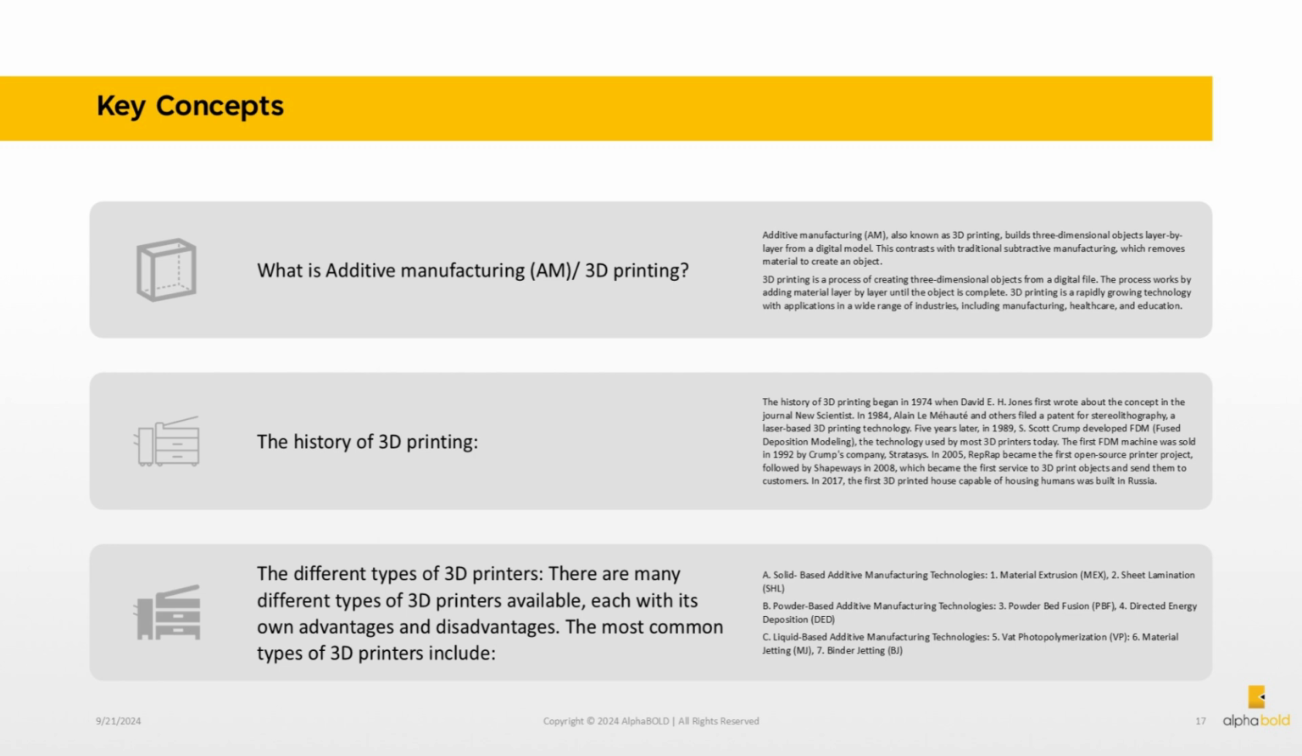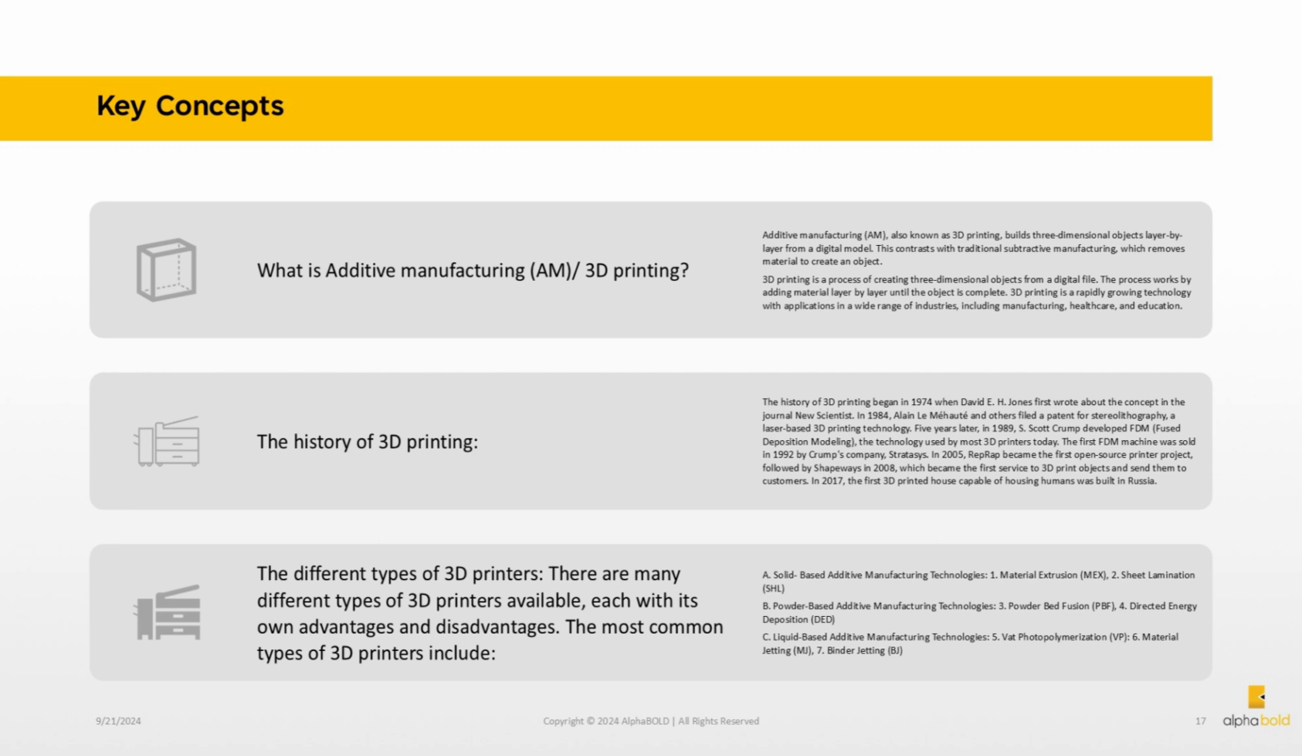The history of 3D printing began in 1974 when David E. H. Jones first wrote about the concept in the journal New Scientist. In 1984, Alain Le Mahat and others filed a patent for stereolithography, a laser-based 3D printing technology. 5 years later, in 1989, Scott Crump developed FDM, fused deposition modeling, the technology used by most 3D printers today. The first FDM machine was sold in 1992 by Crump's company, Stratasys.